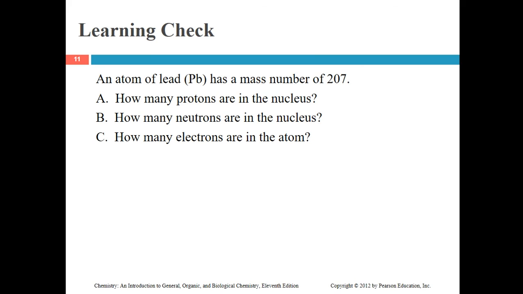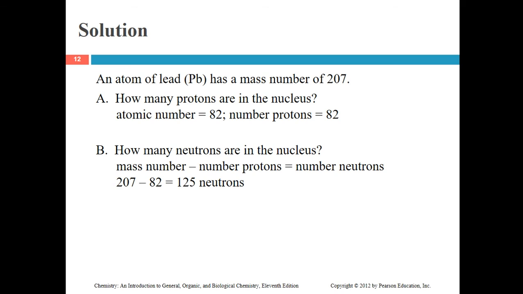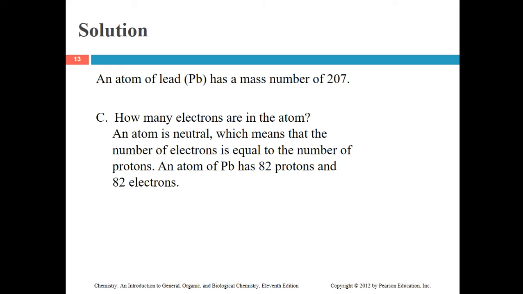So then the next question is how do you figure out the neutrons? We'll go 207 minus 82, and there is your answer for your neutrons. And so this next slide shows that and that.